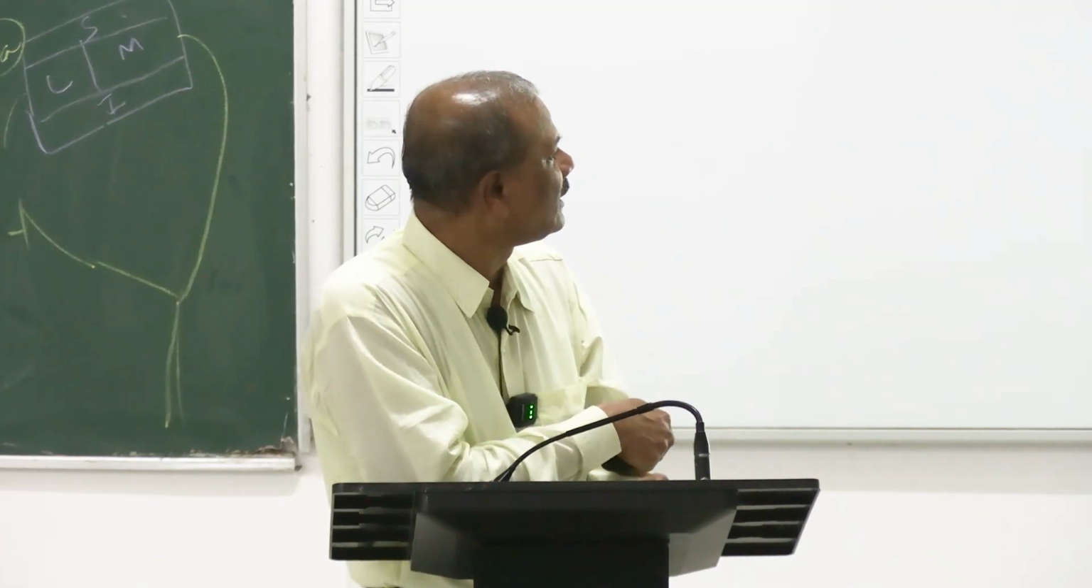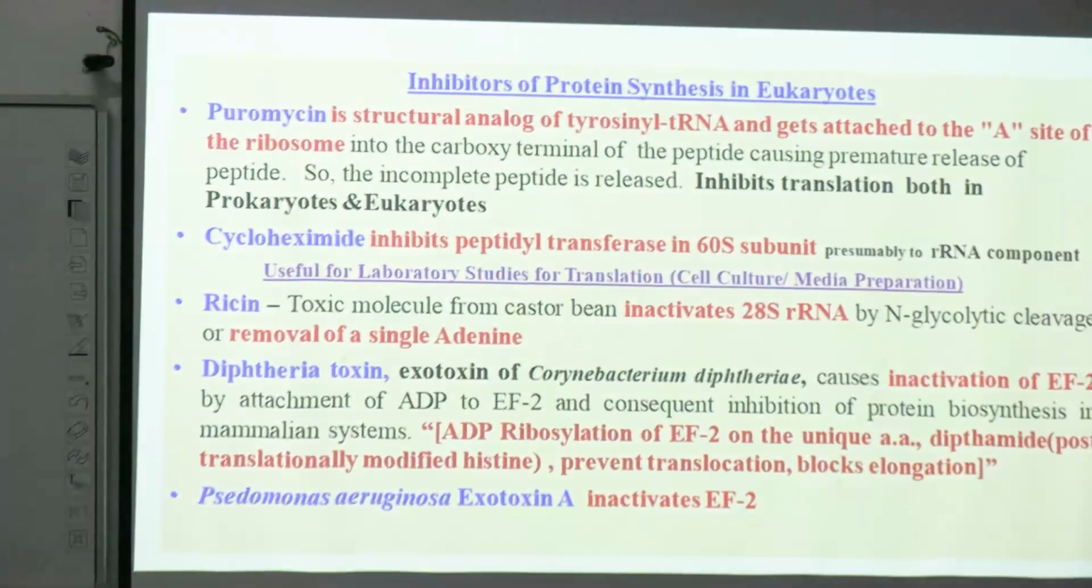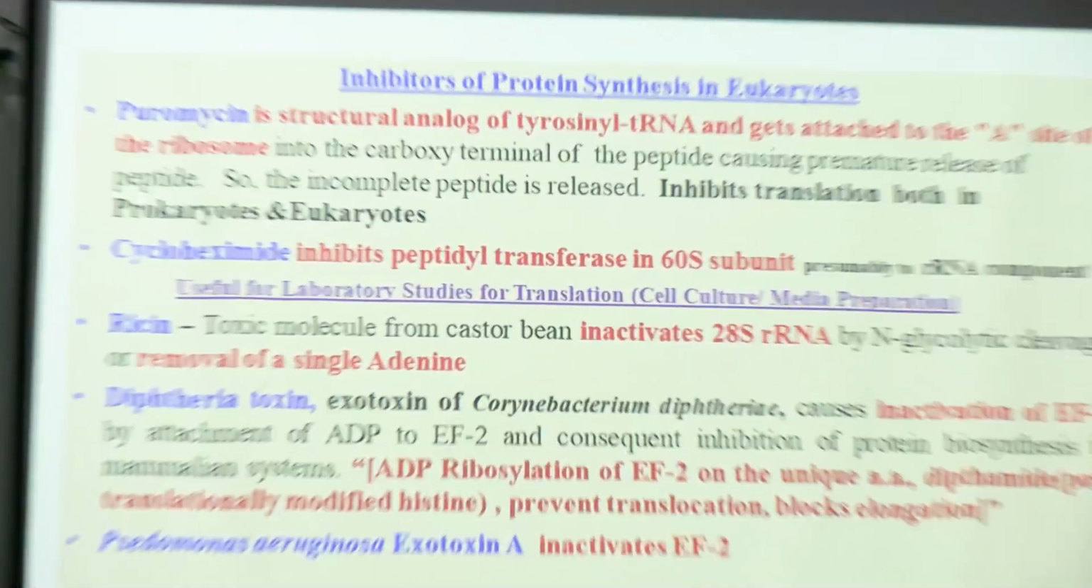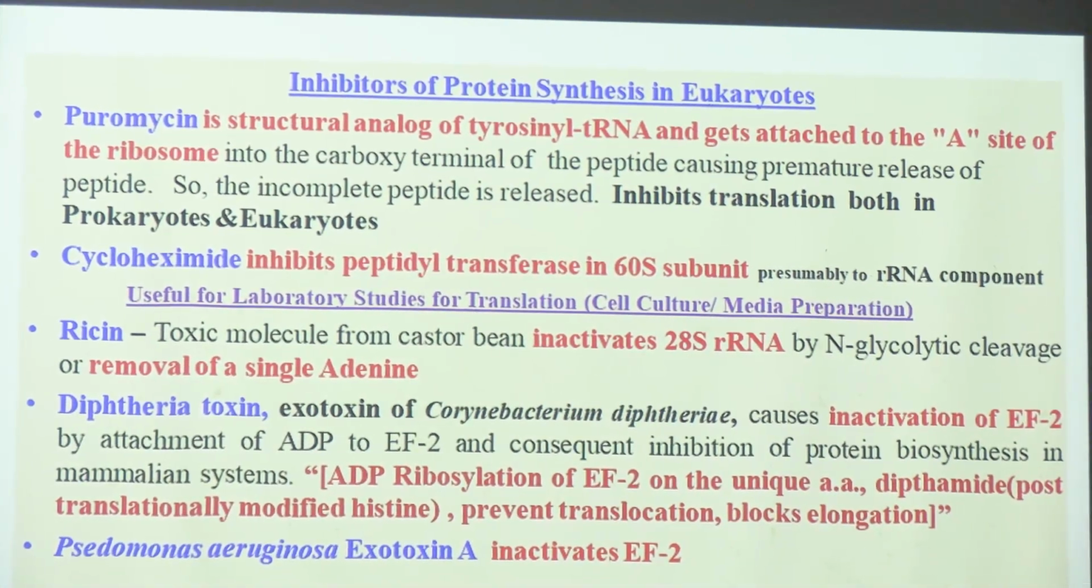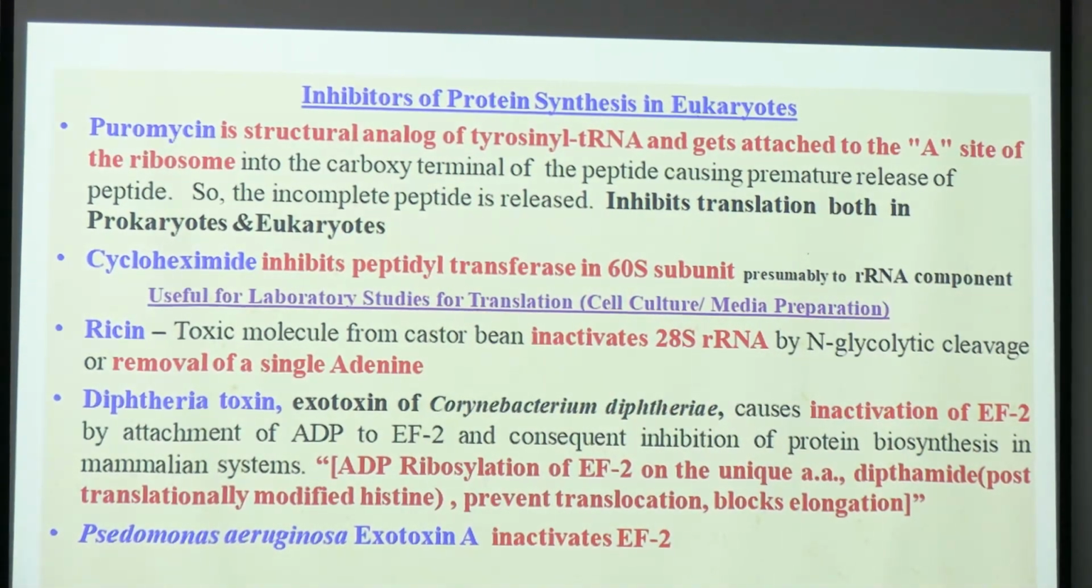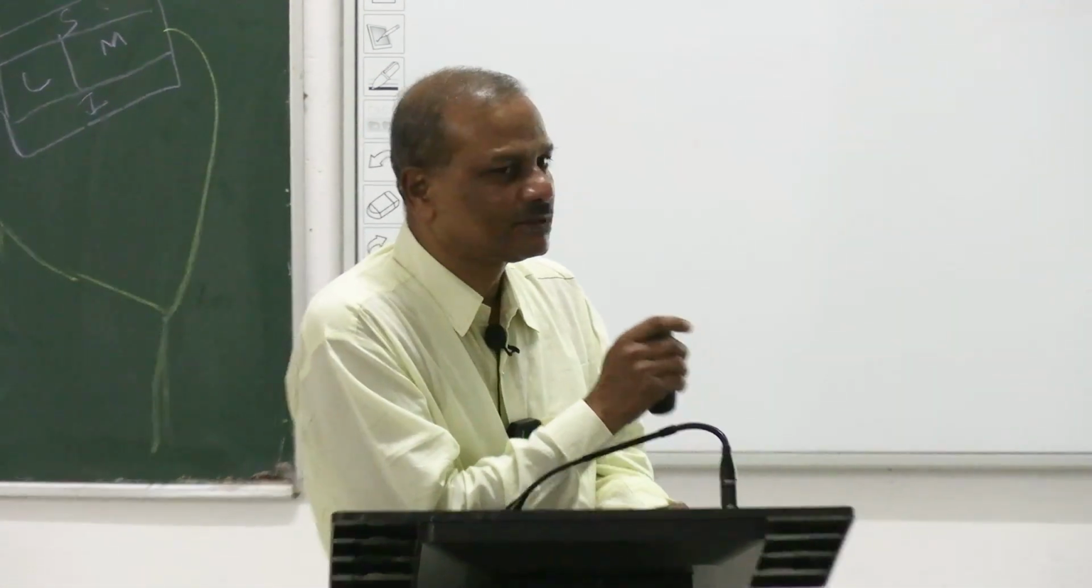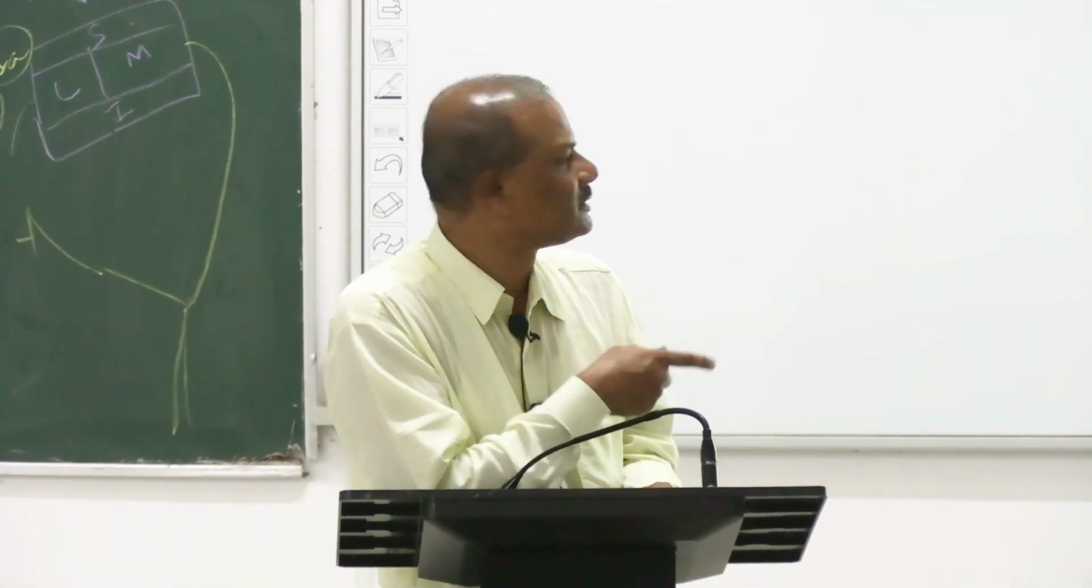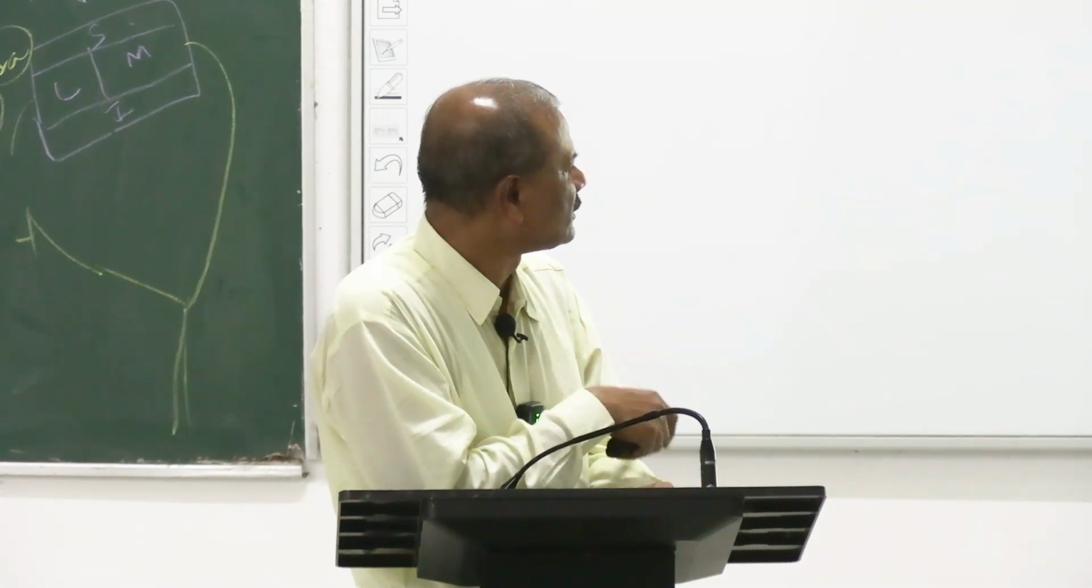So basically what does puromycin do? It's a tyrosyl-tRNA analog. So it basically blocks the protein synthesis, and cycloheximide inhibits the peptidyl transferase, which is present in the larger subunit. Similarly, ricin is a toxic molecule present in the plant cells, and that inhibits 28S rRNA. This you have to remember. This might come as an MCQ question also: which one is inhibited by ricin or puromycin or cycloheximide.